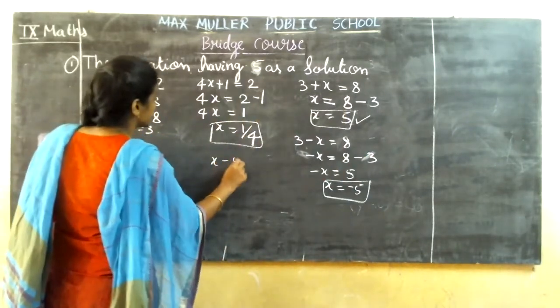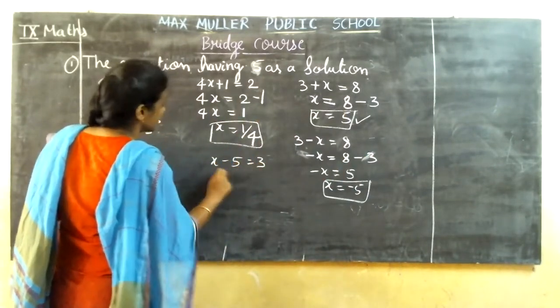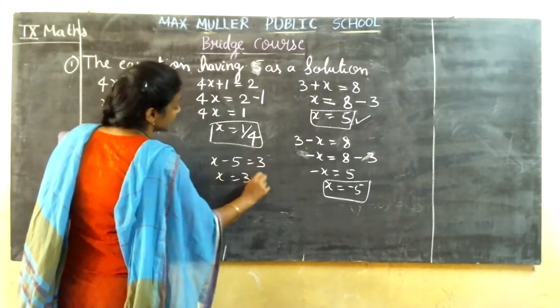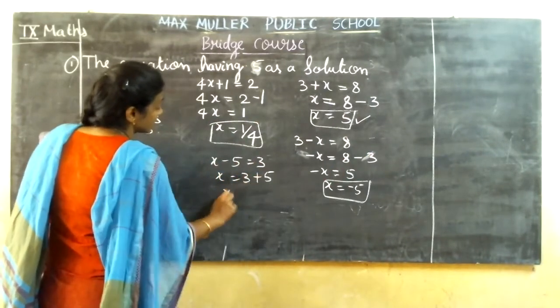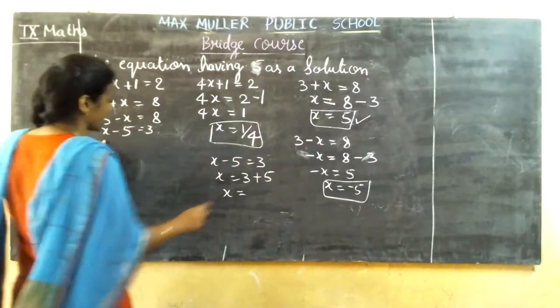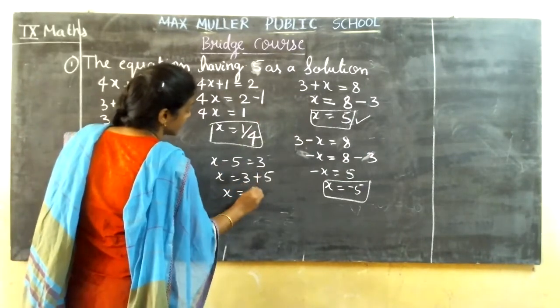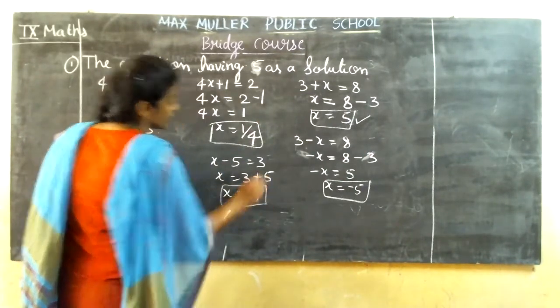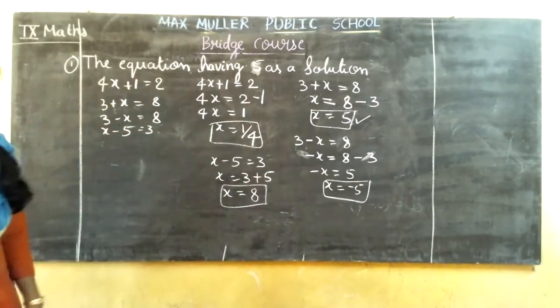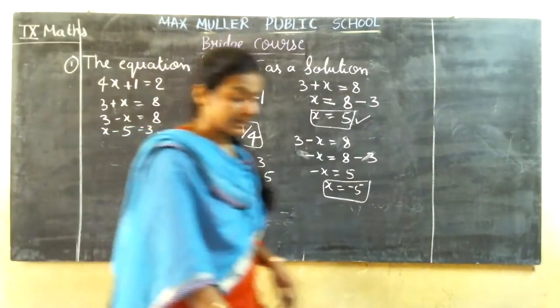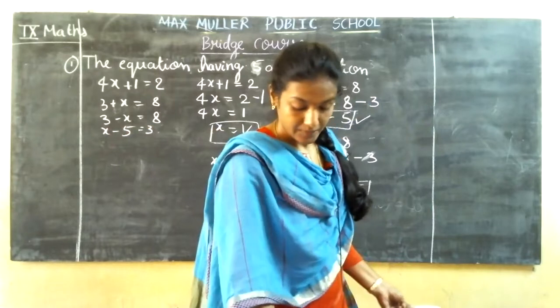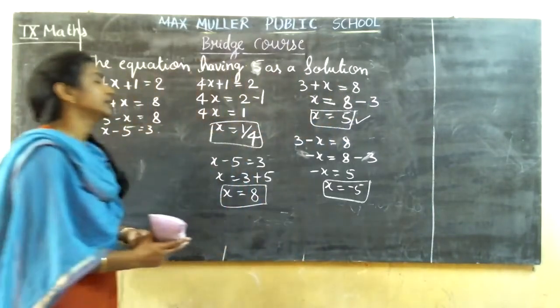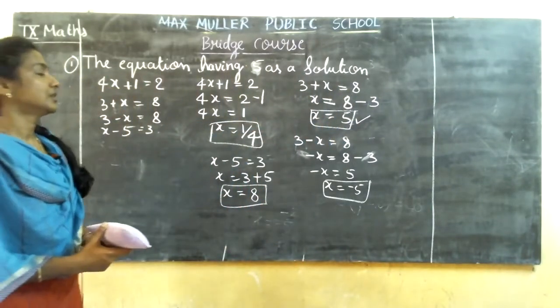Okay. So what about the fourth one? x minus 5 is equal to 3. x is equal to 3 plus 5. x is equal to what here? 3 plus 5 is what here? 8, right? So x is equal to 8. Clear? Yes? Yeah, this is how you need to find the values.